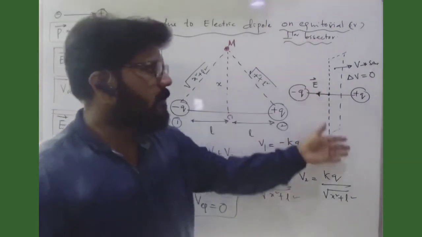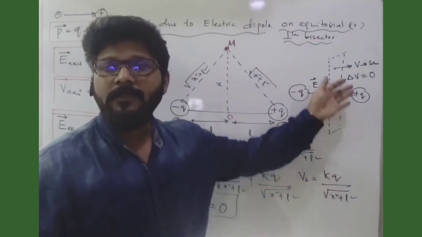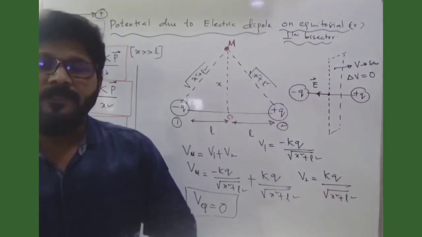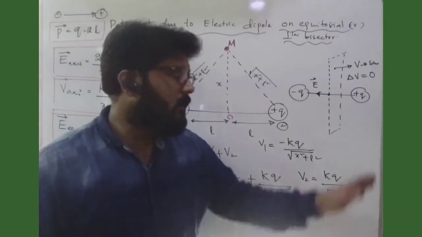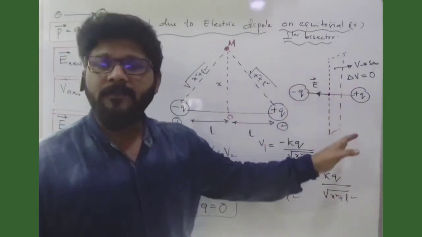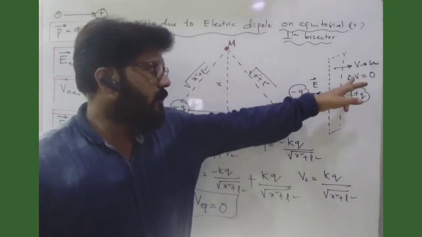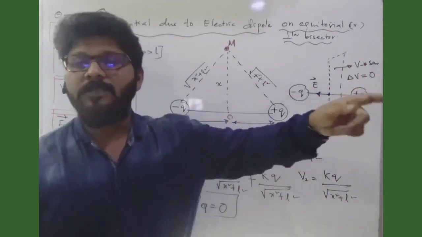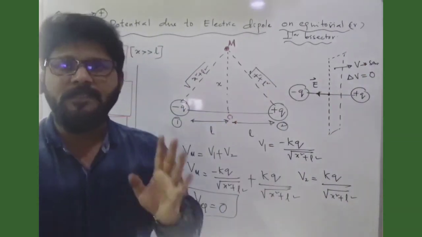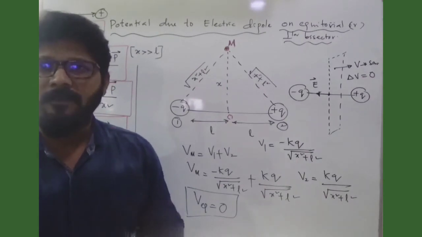Now this plane is nothing but an equipotential surface. We discussed the properties of equipotential surfaces: the electric field is always perpendicular to the equipotential surface. So at all points on it the potential will be the same, and the potential difference will become 0.